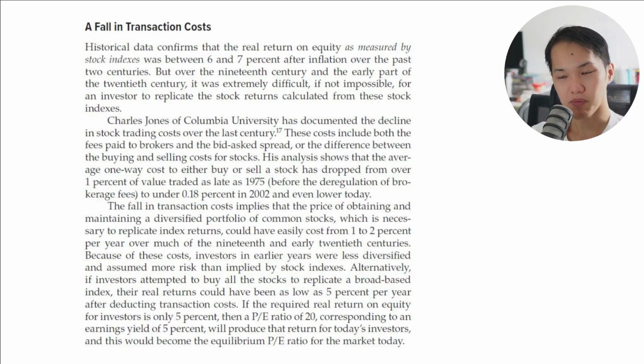He says that in the past, the real return on equities was measured at around 6 to 7%. So if you take 1 divided by 6.5%, you get something between 15 to 20. You're not going to get 20, because if the PE is 20, then the yield is 5%, but you are getting 6.5%. So it's lower. The question is, back then, the transaction cost was very high.